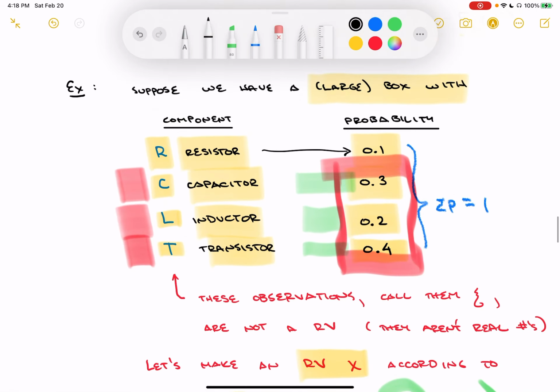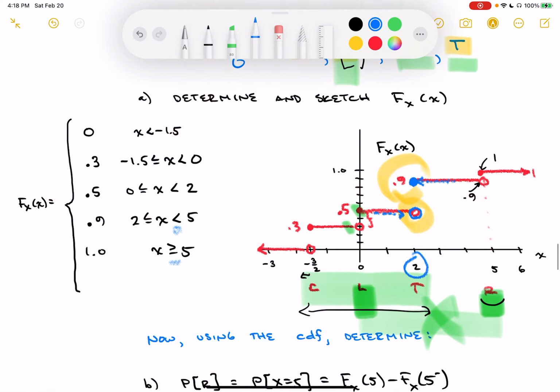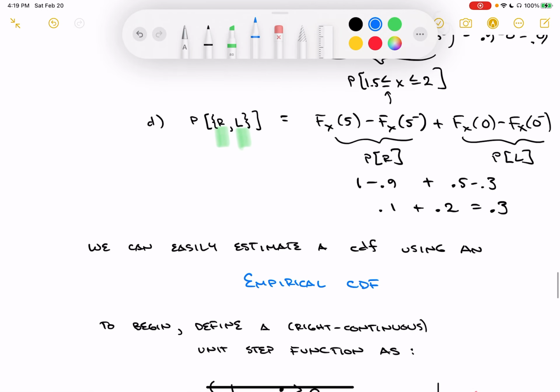Let's go up here and check it out. A resistor or an inductor, that's those two lines there. And we can see in this particular case, we have a probability of 0.1 or 0.2, something like that. So add those two together, you get the 0.3 that we had seen on there. Great. So some simple examples of both constructing a CDF, sketching that CDF, using some of the properties we talked about for CDFs to compute things like probabilities.